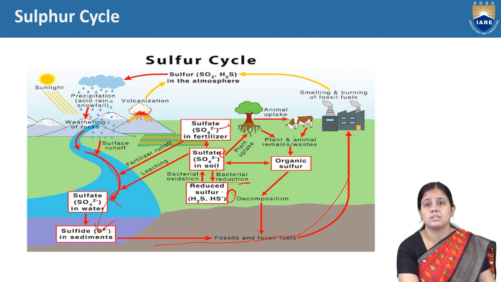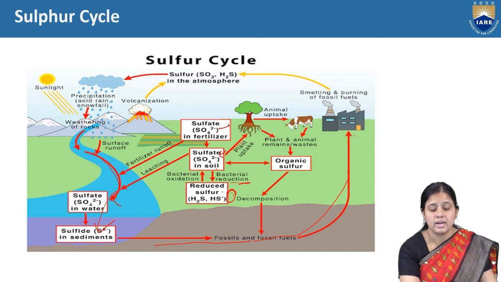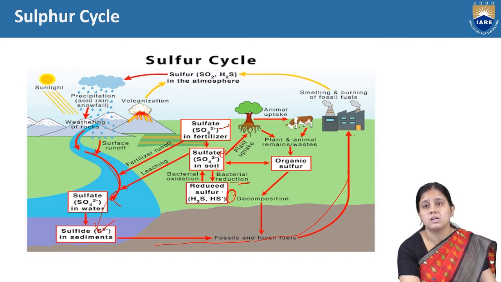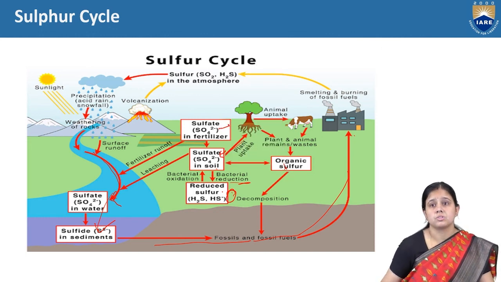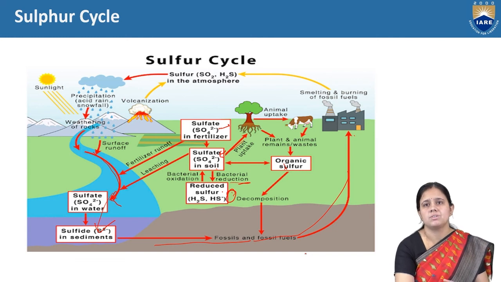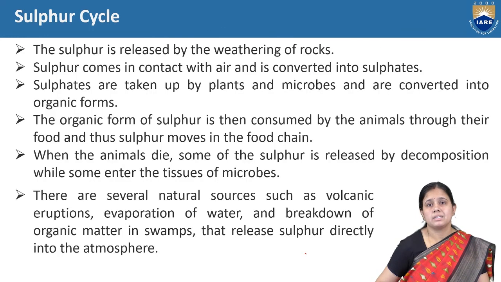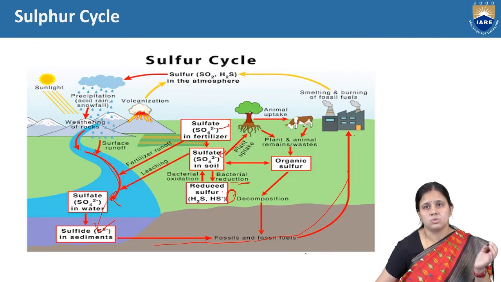From the smoke, sulfur comes back into the environment, and the green plant takes up sulfate from the soil. When the animal eats the plant, it takes in organic sulfur, and through decomposition it gets back into the ocean, into the sediments again. This is the complete sulfur cycle. The sulfur cycle is a sedimentary cycle, so sulfur gets into the sediments of the surface, and by the action of some bacteria and microbes, the sulfur is brought back into the atmosphere.